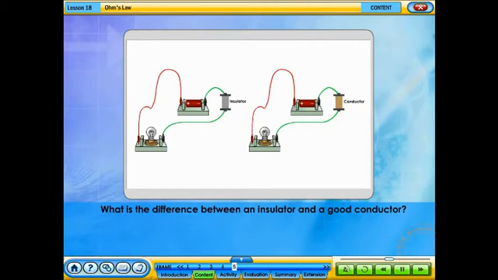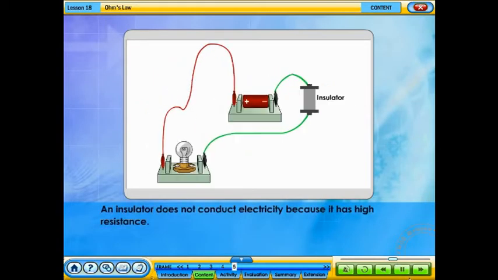What is the difference between an insulator and a good conductor? An insulator does not conduct electricity because it has high resistance. A good conductor of electricity is said to have low resistance.